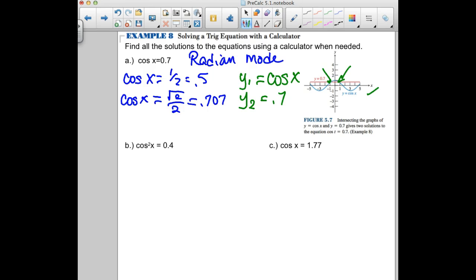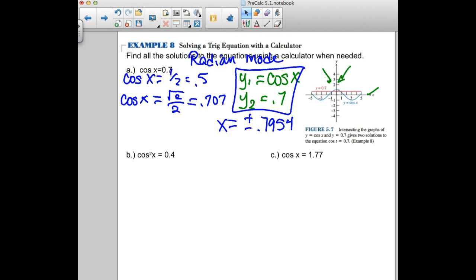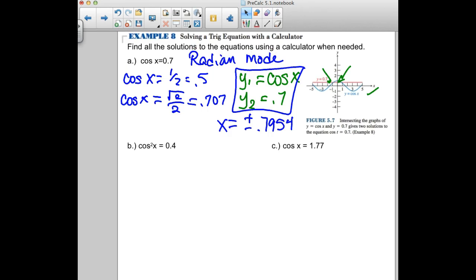Okay, so when you solved this using intersect, you should have gotten x values of both a positive and a negative 0.7954. If we converted those into degrees instead of radians, we would get 45.57 degrees. So again, it's really close to what we were saying over here, where x should be around 45 degrees.